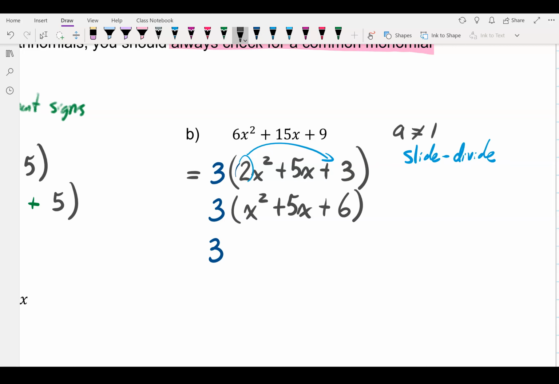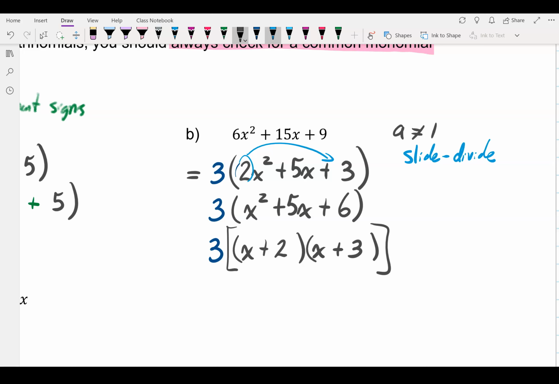And then I'm going to do my regular method, regular slide divide. I'm just going to use square brackets to split it up. So here we go. Pause the video. See if you can factor that. What two numbers multiply to make 6 and add to make 5? Take some time. Don't let me rush you, but you should find it's 2 and 3.